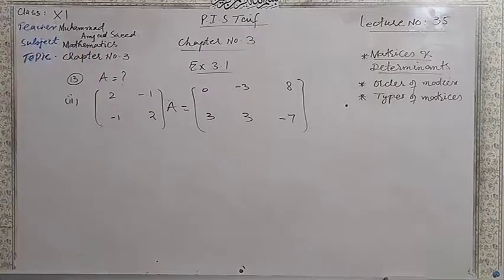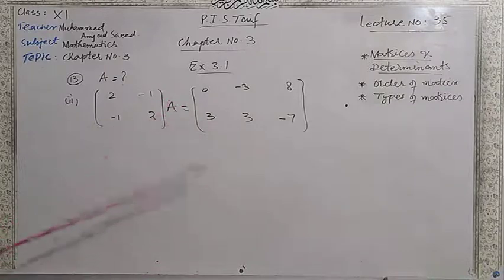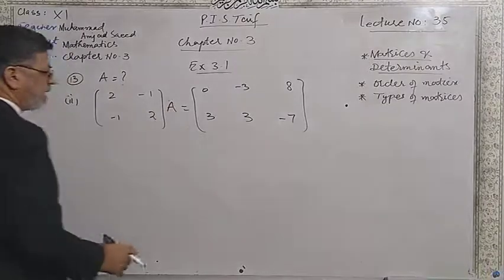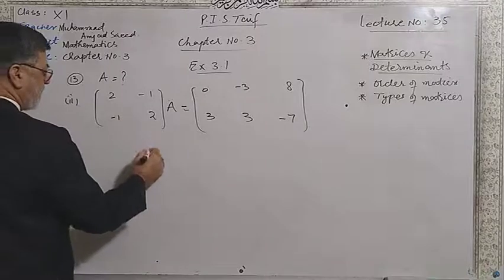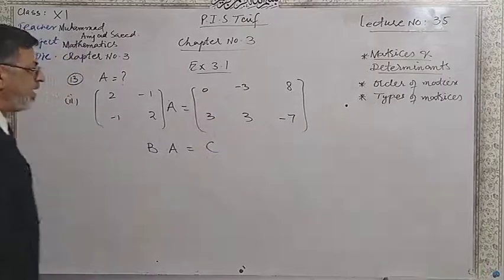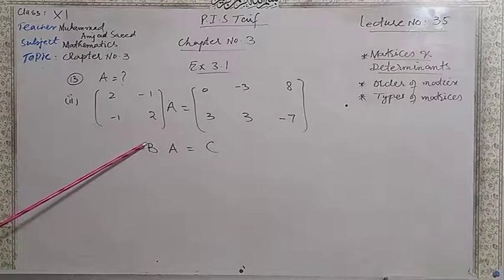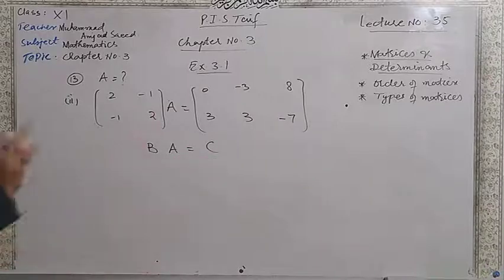Dear students, you can check. This is our given equation. Two matrices are given on left and right side, and A is to be found out. Name this first matrix as B and right hand side as C. You have to shift B matrix to right hand side, so be careful.